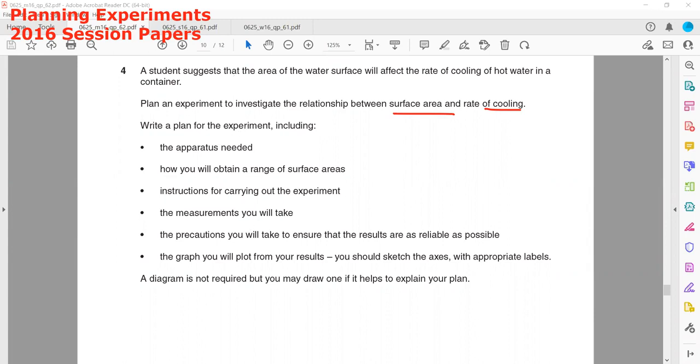So what apparatus do we need when we are investigating the rate of cooling? Because we are investigating how the rate of cooling is affected by different surface areas, we need containers or beakers of different sizes. And to know how much the temperature changes, we need a thermometer. And whenever something refers to a rate, we always have to measure time. So what else do we need? We need a stopwatch.